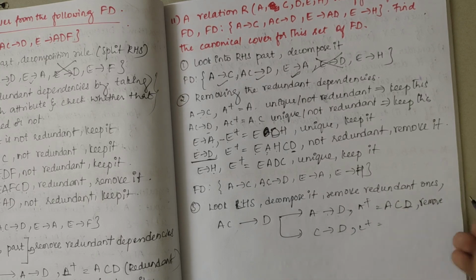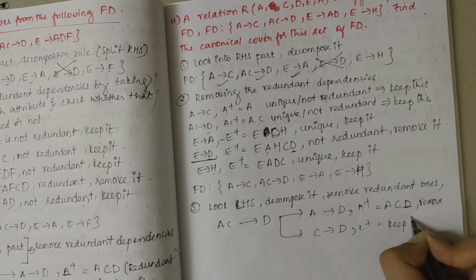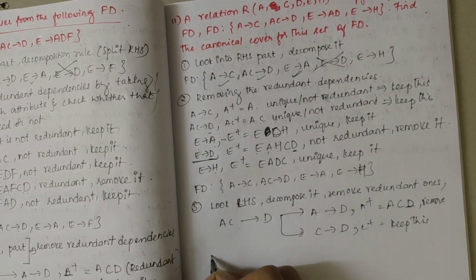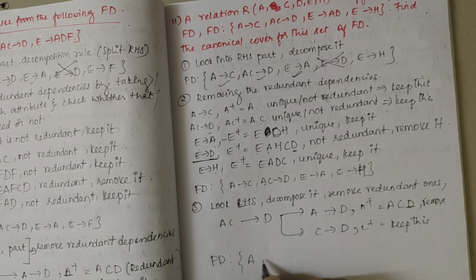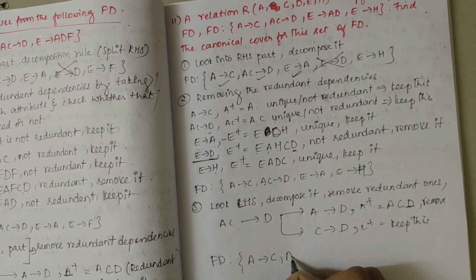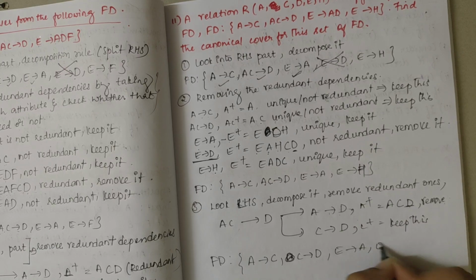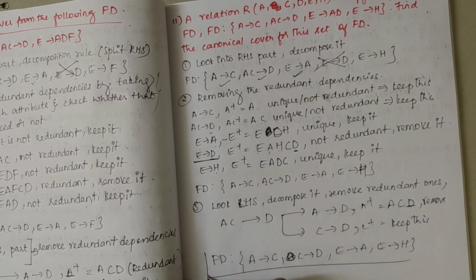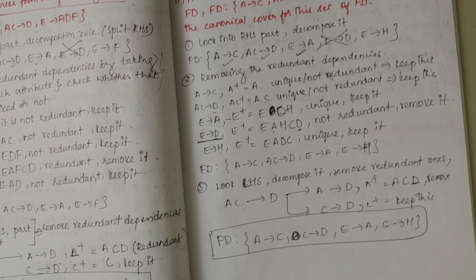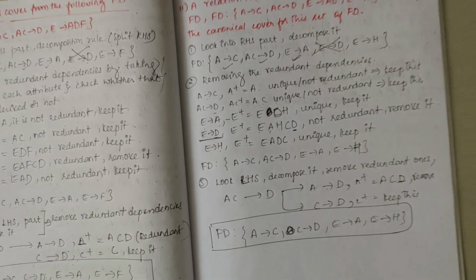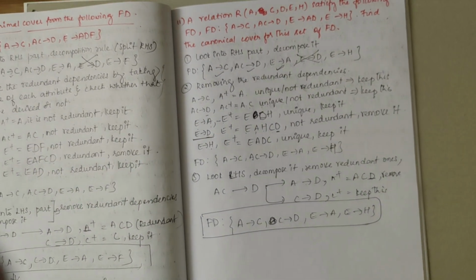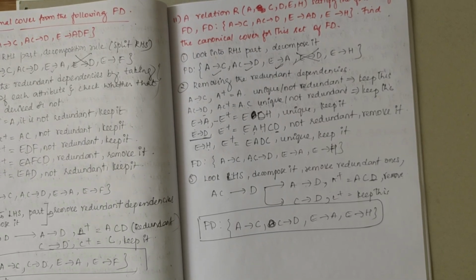If this is redundant, this won't be redundant, right? So I'll keep this. So finally I can write the FDs: A determines C, C determines D, E determines A, E determines H. So this is the final answer. So now that we have understood how to solve the questions for minimal cover or canonical cover, we'll look into the algorithm.